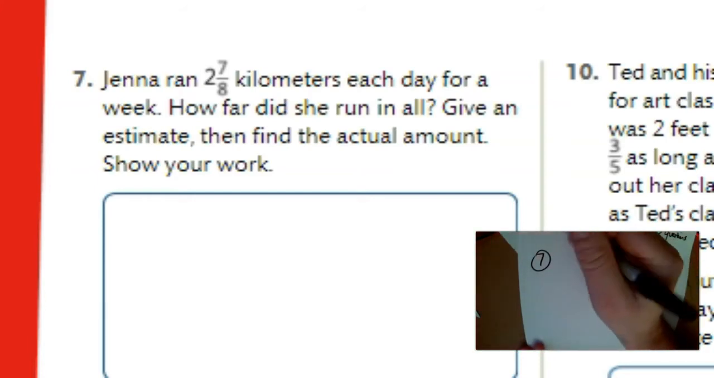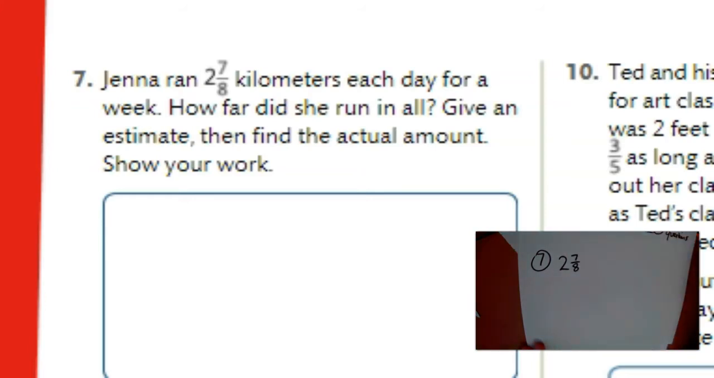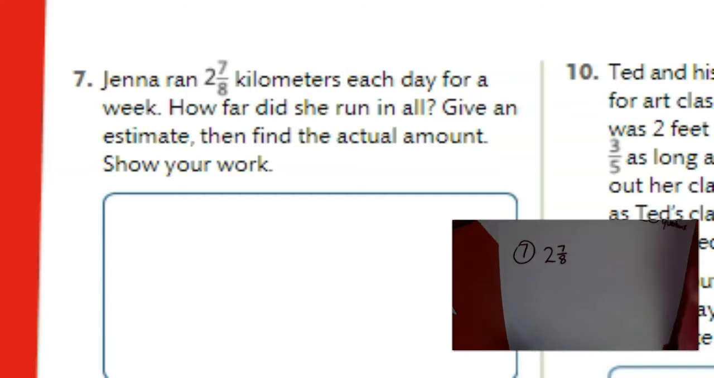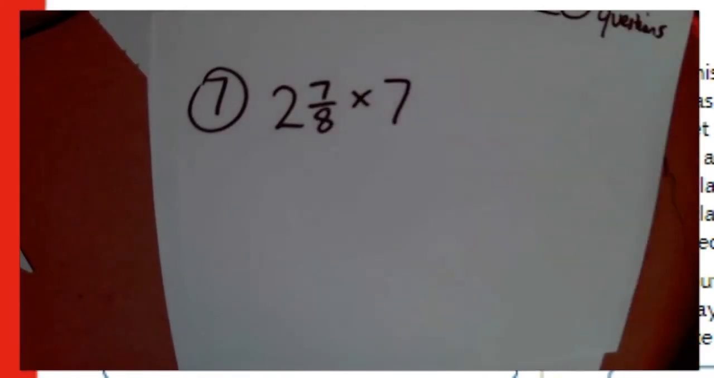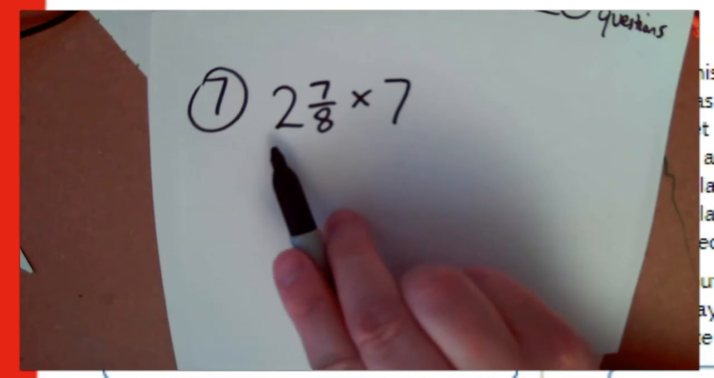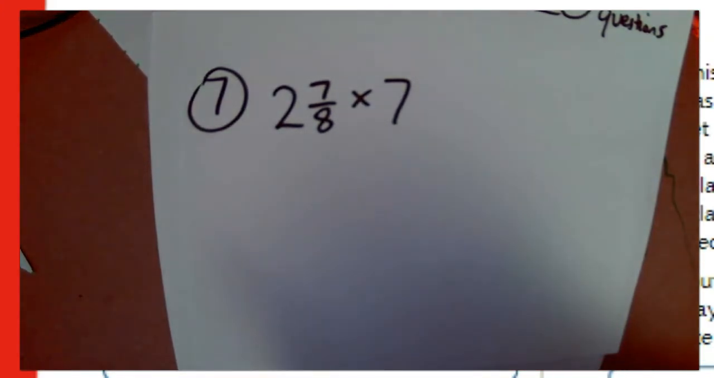Now we've got Jenna running. It's 2 7/8 miles per day. You got to think, how many days are there in a week? That would be 7. We're multiplying her amount of miles run in one day times 7 for 7 days.